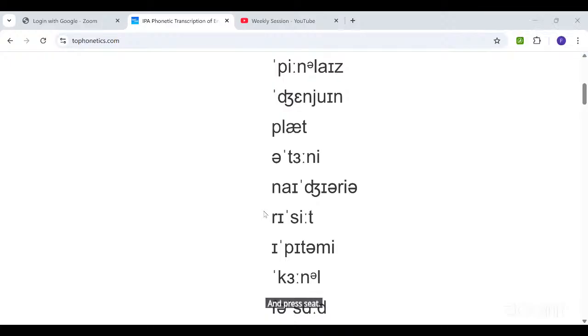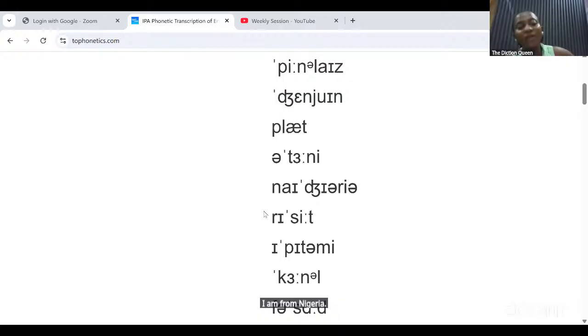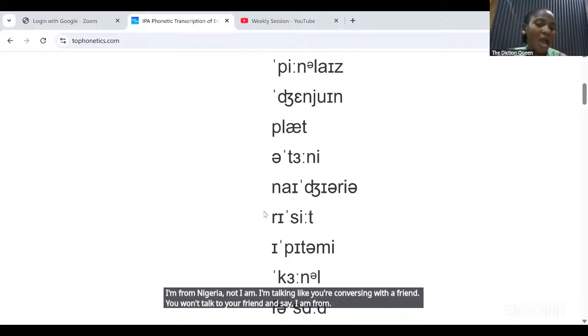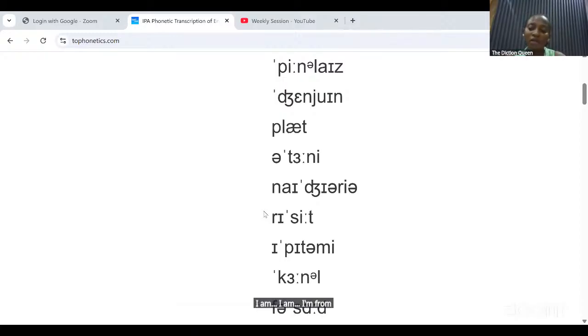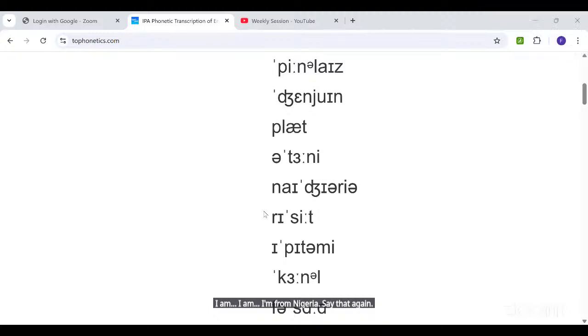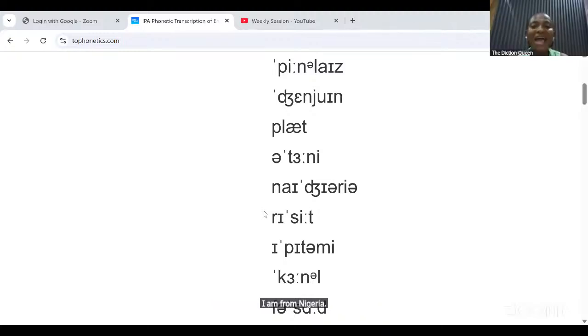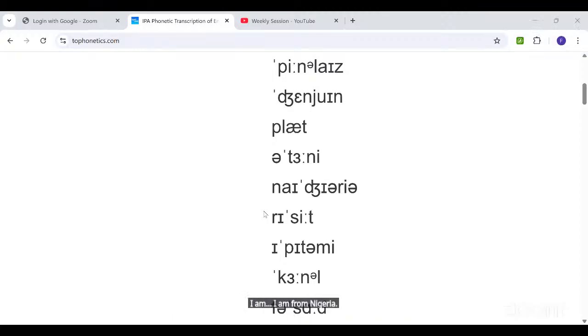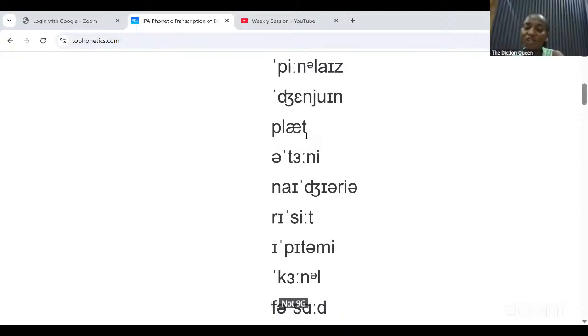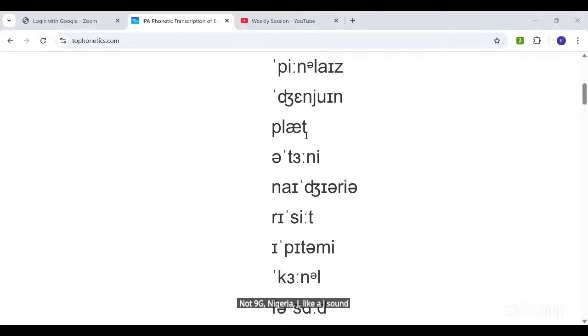I am from Nigeria. I'm from Nigeria, not I am. Talk like you're conversing with a friend. You won't talk to your friend and say, I am from Nigeria. Say that again. I am from Nigeria. Not I am. Watch my mouth. I am. There's a shwa there. I am from Nigeria. Not Nigeria. J like a J sound. Nigeria. I am from Nigeria.